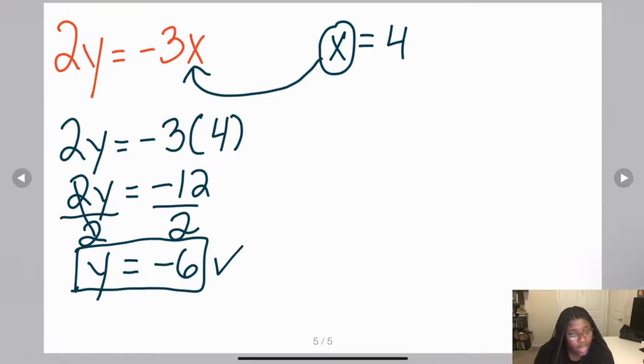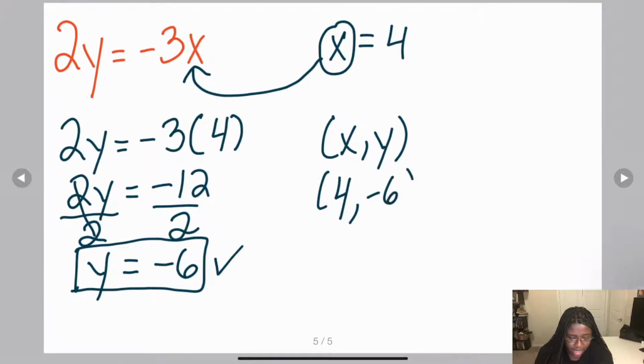So again, when you write your substitution answer, it has to be xy, or an ordered pair, which is 4, negative 6. This is your answer. Your final answer, at least.